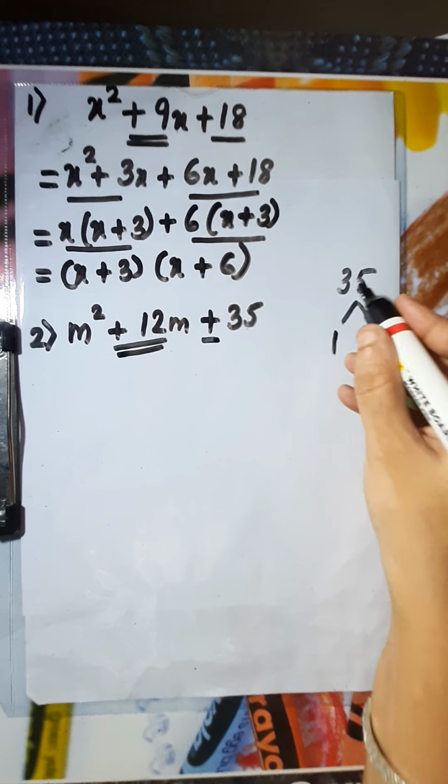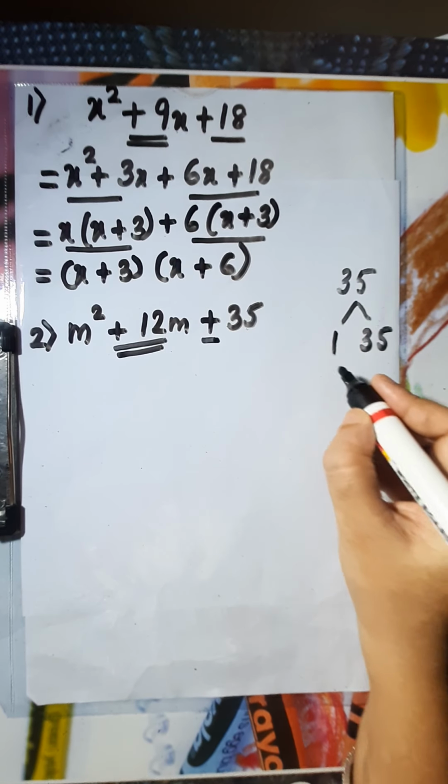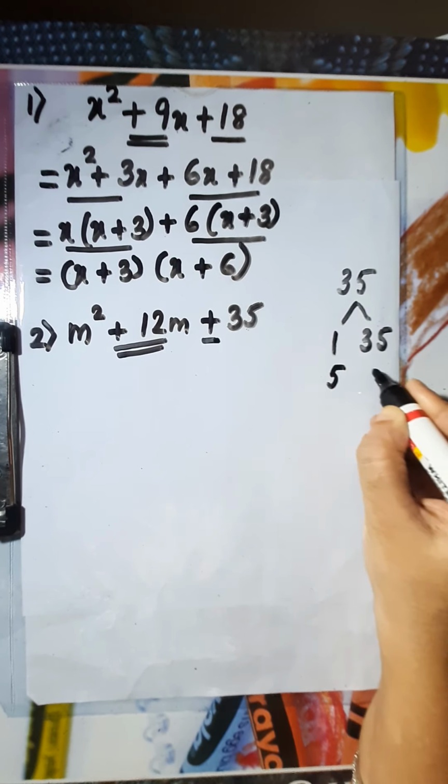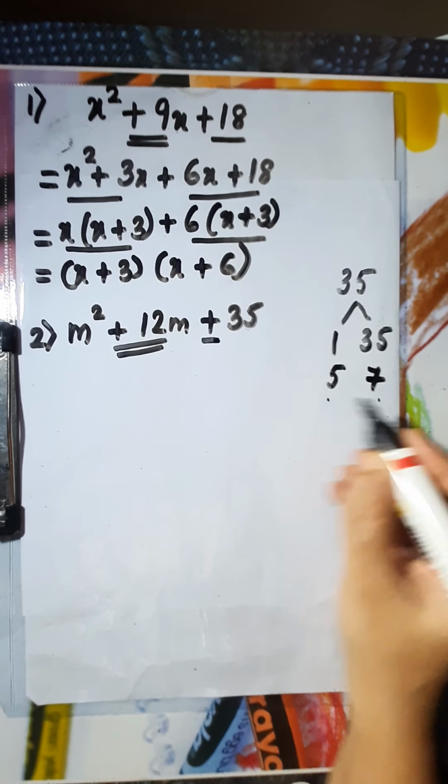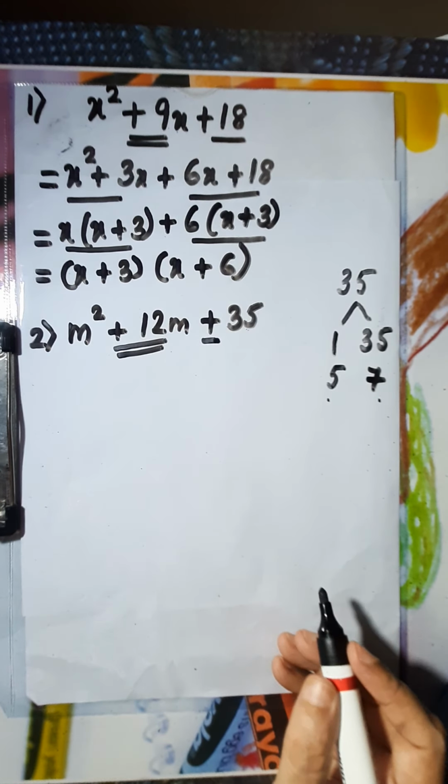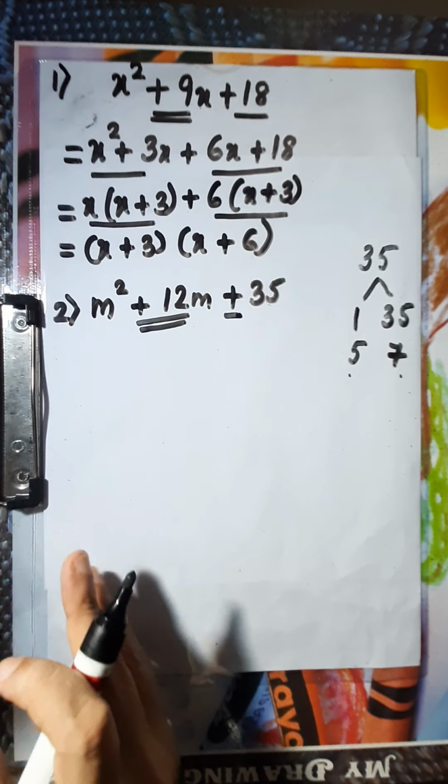1, 2 doesn't go, 3 doesn't go, 4 doesn't go. Next number to go is 5. So 5 and 7. Add 5 plus 7. Do you get 12? Yes. Now look at my table. Look at my table. Okay.